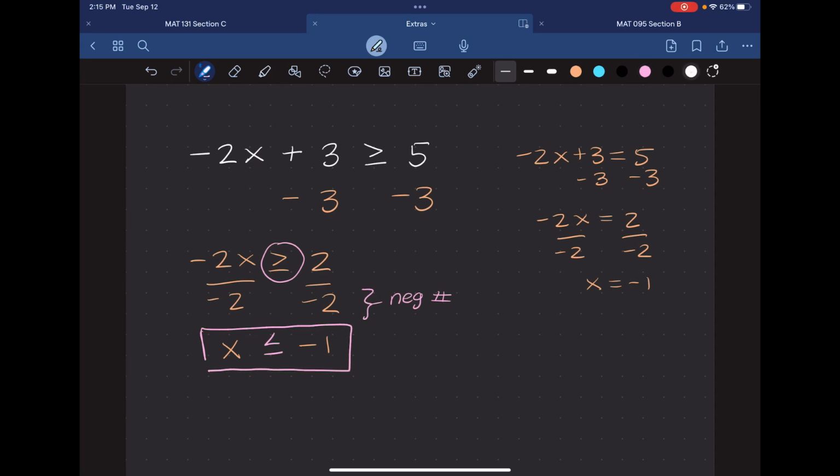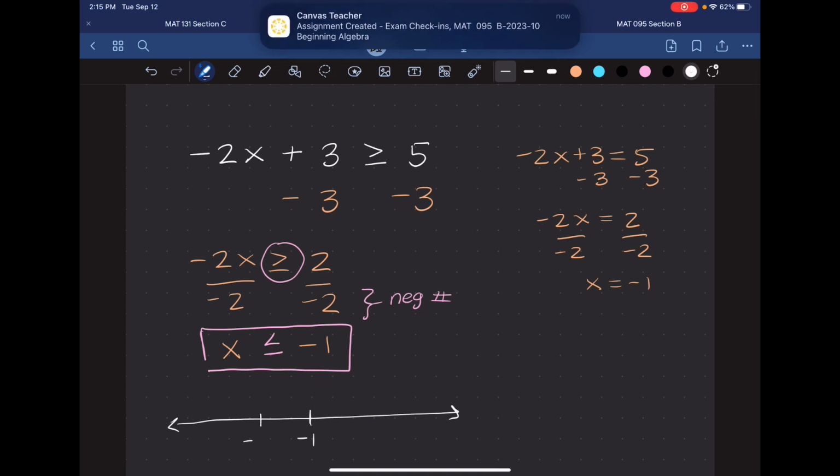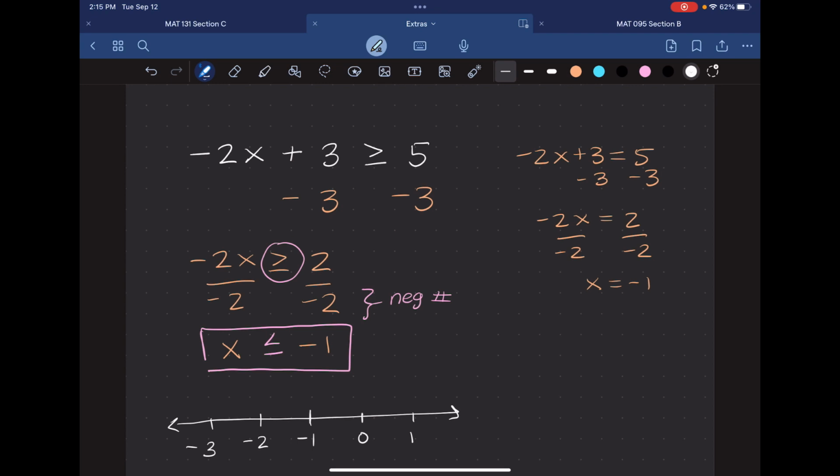If we wanted to graph our solution, we would find negative 1 on the number line, maybe put some context to it. So I'll show that it's between negative 2 and 0. And over here is 1, and over here is negative 3. And we want to indicate all numbers that are less than or equal to negative 1, right? So our solution could be negative 1, so I'm going to put a circled in point there. And I'm going to bold all the numbers that are less than negative 1 as well. So I'll get this, and this would be the graph of our solution set.